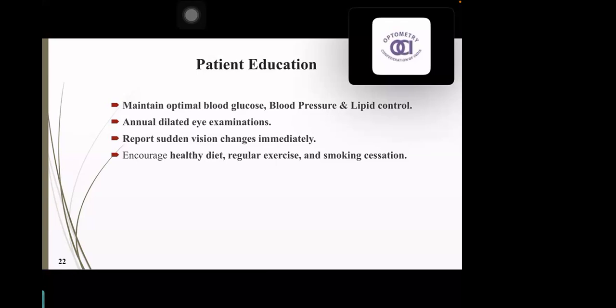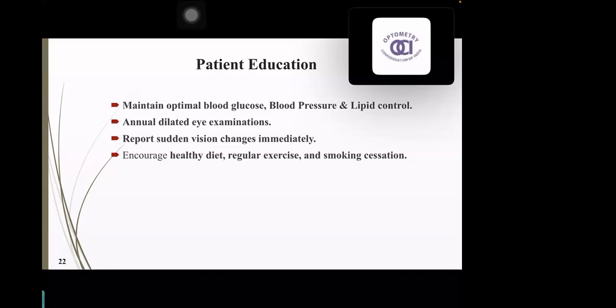Have an annual dilated eye examination. Even if there are no symptoms, many patients lose vision silently because early retinopathy is asymptomatic. Report any sudden changes in vision immediately, especially floaters, blurring, or distortion of images. Follow a healthy lifestyle with a balanced diet, regular physical activity, and complete smoking cessation.